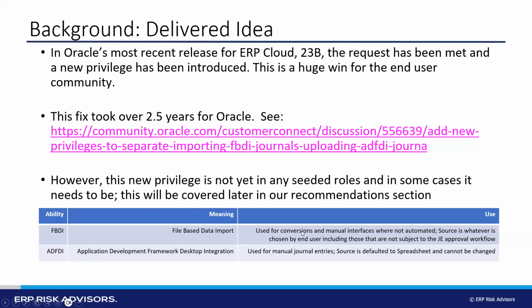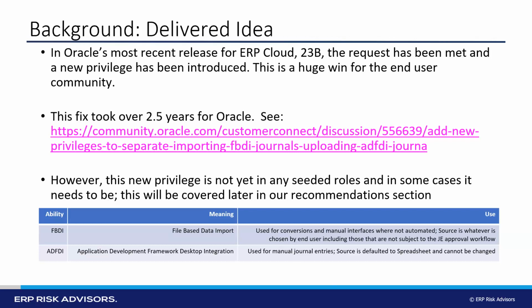They can choose whatever source they want through that, versus the ADFDI, which defaults to the source of spreadsheet, and that would normally be set up as part of the manual approval, the journal approval process, as part of the journal sources configuration. So if they had access today to this process, they could use an FBDI template, choose a source that's not subject to the journal approval workflow, and effectively bypass the intended controls of the workflow by entering a journal entry that would not be subject to review and approval by somebody else.